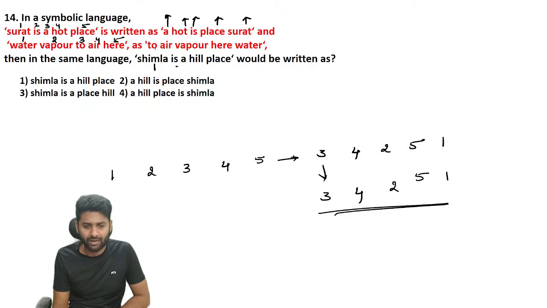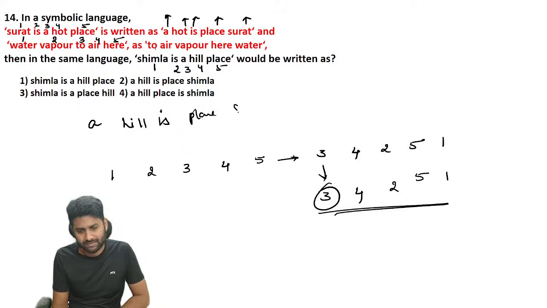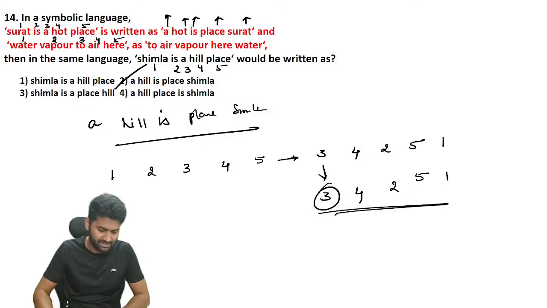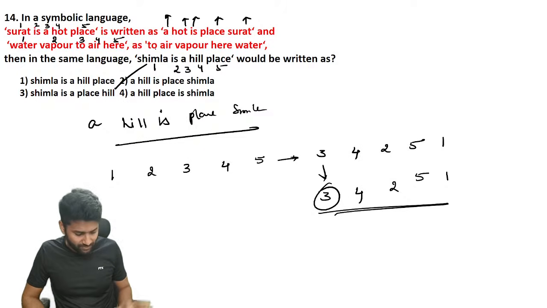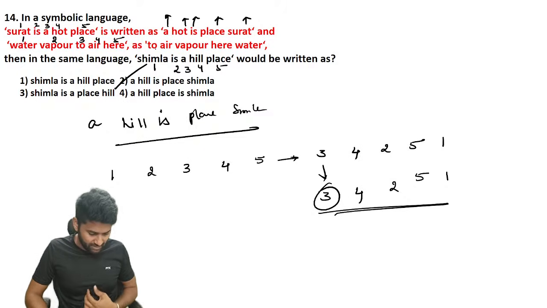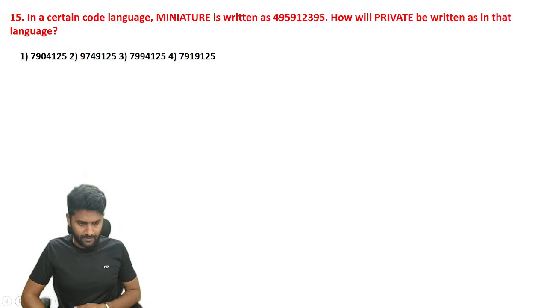In the same way, "Shimla is a hill place." According to the question, we need the third one. The third word is A. And the next one is the fourth, hill. The next one is the second, is, then place, Shimla. There is no logic here. It's purely an understanding of the statements. So understand that these types of models are also available in the examination. Next.